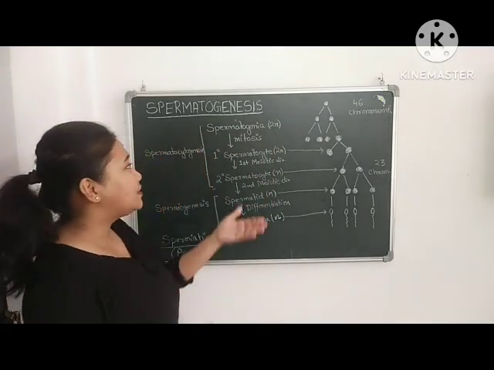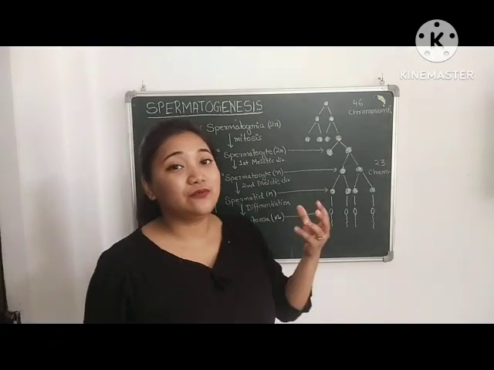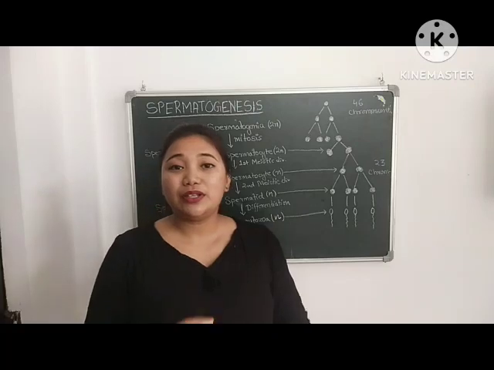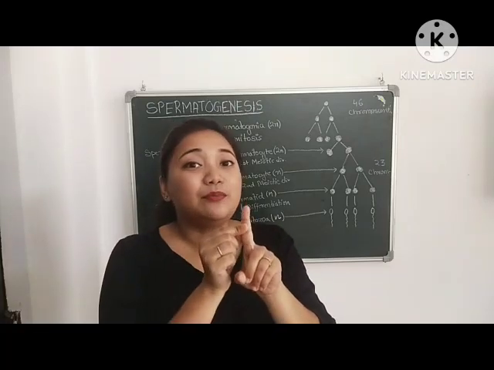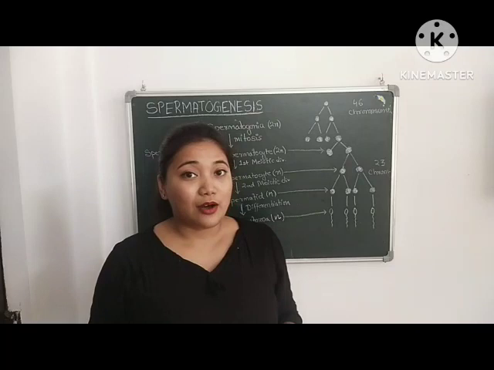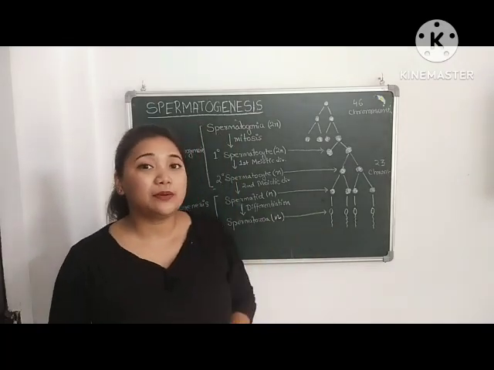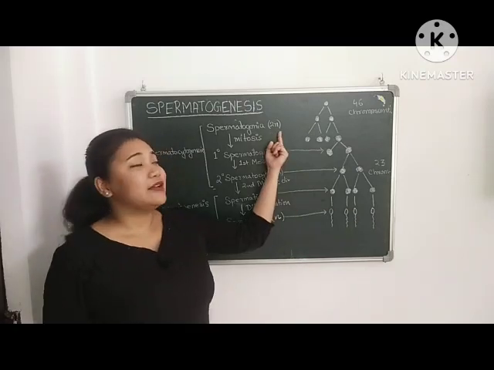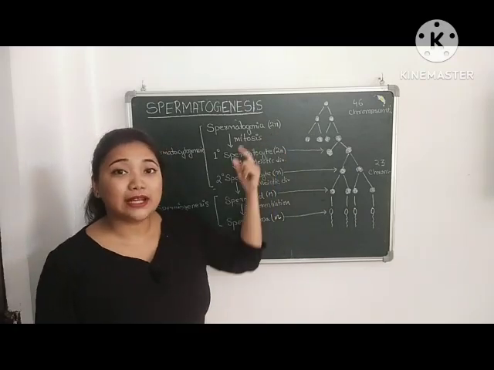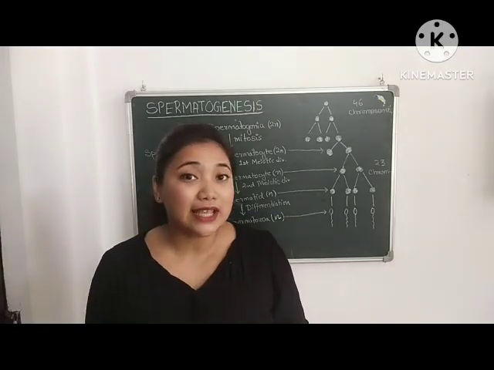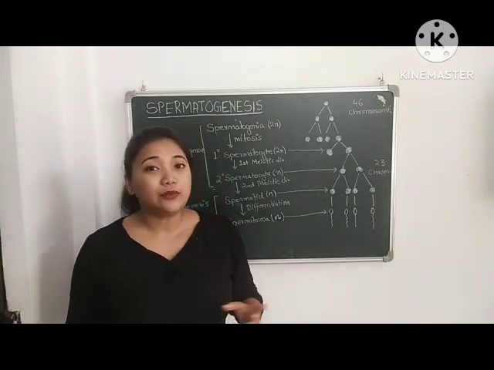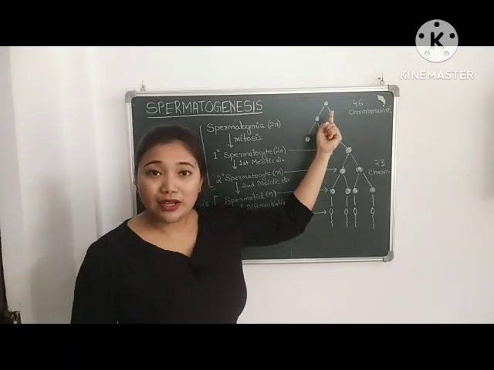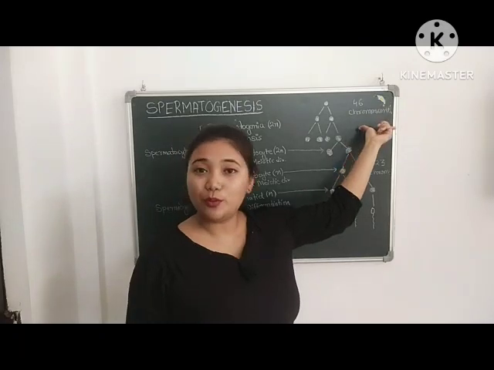So here you see the first cell which is actually involved in this process is the spermatogonia. Spermatogonia is the cell with which the process will begin. Now, what is the number of chromosomes in spermatogonia, or what kind of cell is the spermatogonia? It has 2n chromosomes. That means it is a diploid cell. It has 46 chromosomes for human beings. So this is the spermatogonia. It has 46 chromosomes.